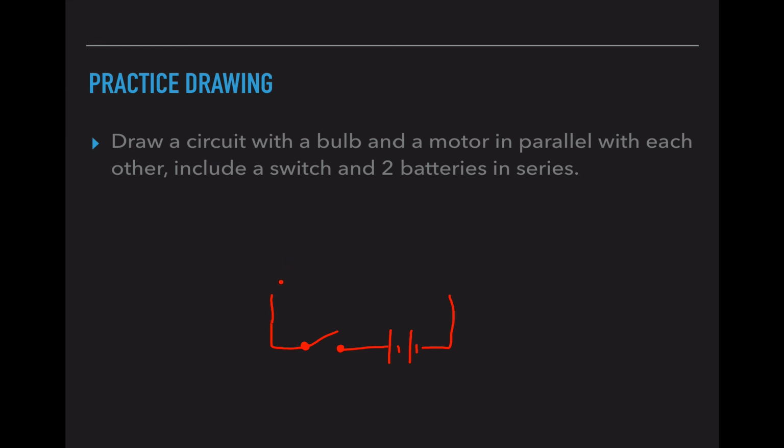Now I have to add a circuit with a bulb and a motor in parallel. That means there has to be a fork in the road. So I'm going to go this way, and I'm going to add my light bulb first. That's my first path of travel. And I'm going to build up from that to draw my motor. Okay? So here, these 3 items are in series because there's only 1 line connecting them, but the light bulb and the motor are in parallel because they are on different rungs of a ladder.